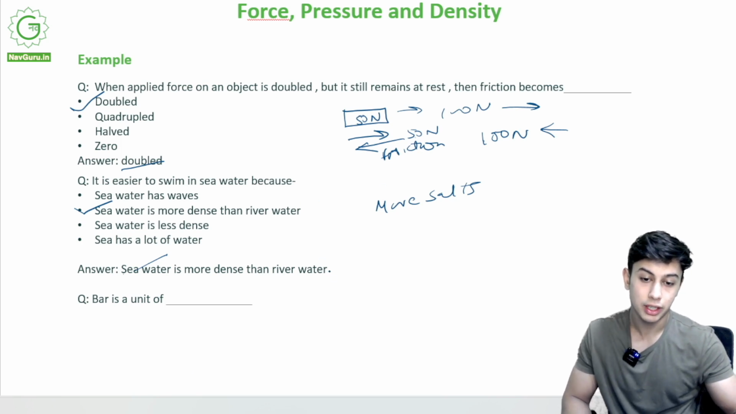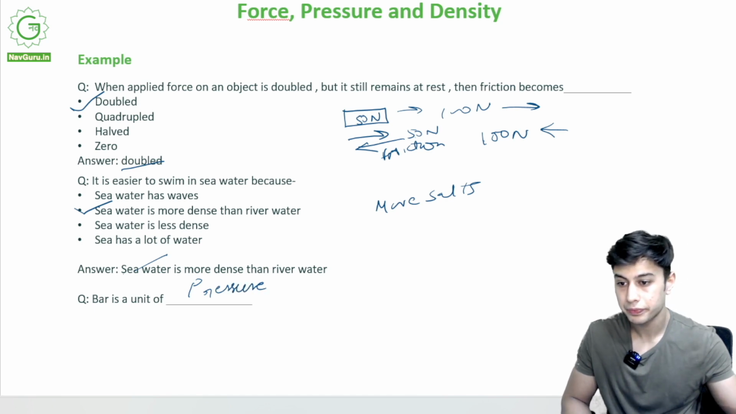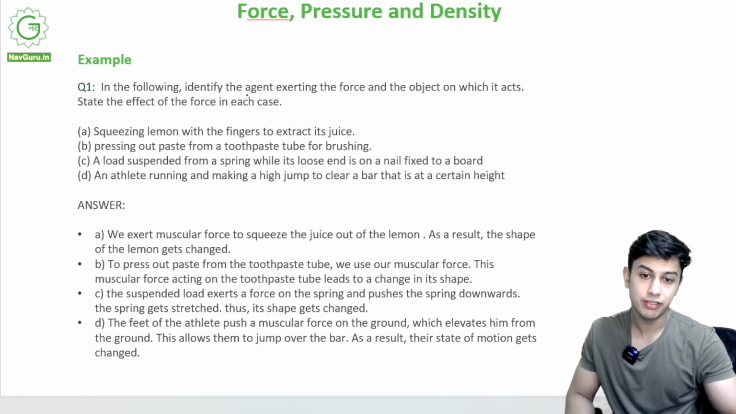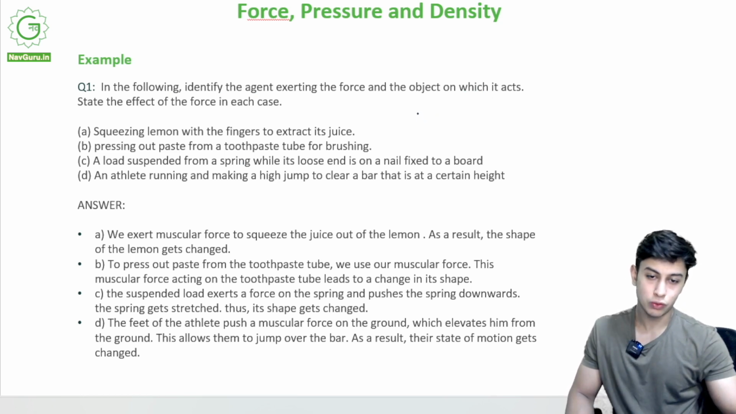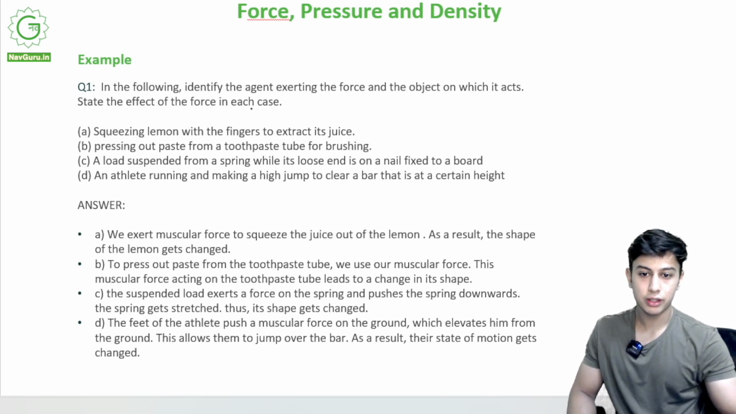Now we've come to pressure. What is bar? If you remember, bar is a unit of pressure. Alright. Next question. In the following, identify the agent exerting the force and the object on which it acts. There will be a case, someone will be pulling or pushing, exerting force on something, and you have to tell who's putting it, on what he's putting it, and state the effect of each force.